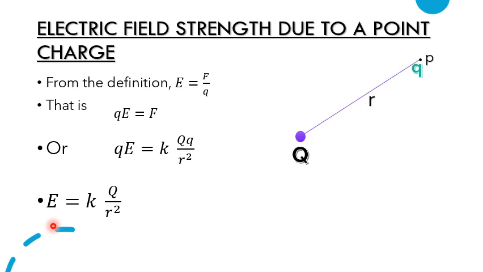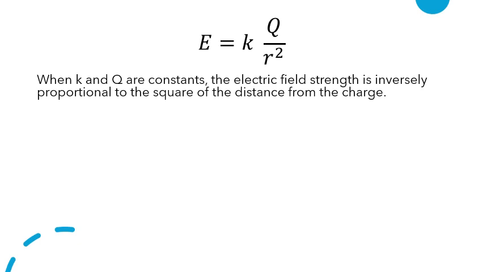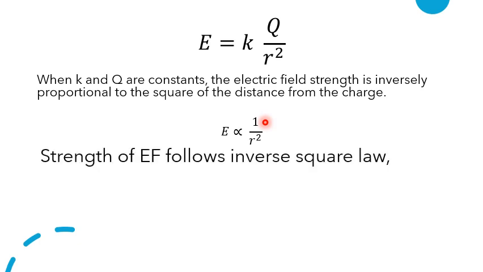If you want to calculate electric field strength at a point which is the distance r away from the source charge, we have to use this equation. So electric field strength E is equal to KQ over r square. When K and Q are constants, the electric field strength is inversely proportional to the square of the distance from the charge. That is, E proportional to 1 over r square. So electric field strength due to a point charge is also obeying inverse square law.